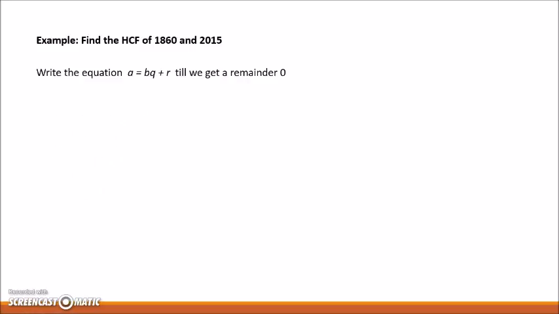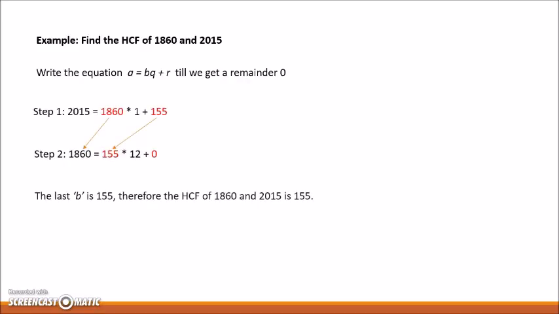So in the same way, we can find the highest common factor of 1860 and 2015. So these are the steps. Please use a pen and paper and work it out yourself and check if you get the right answer. I hope you got it.